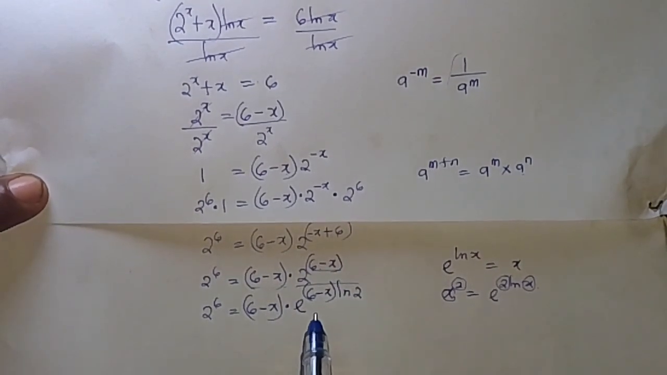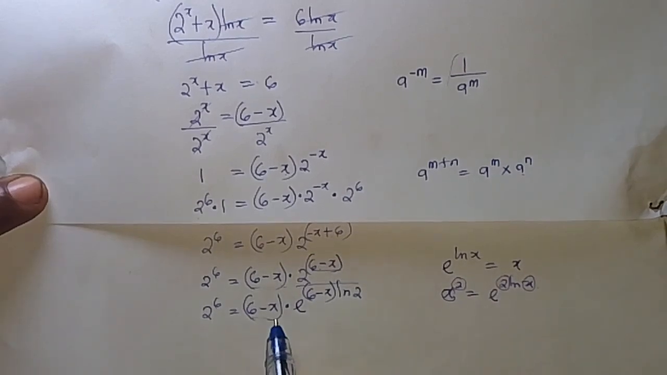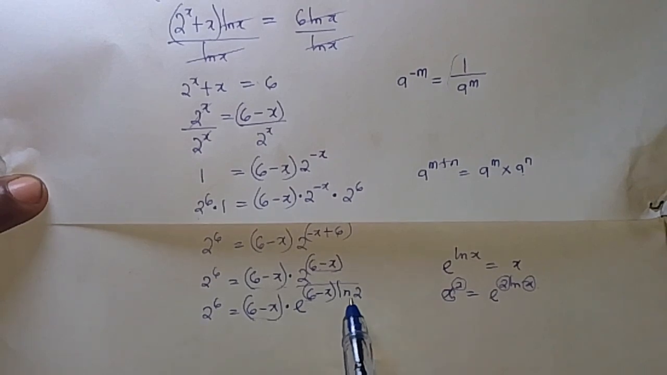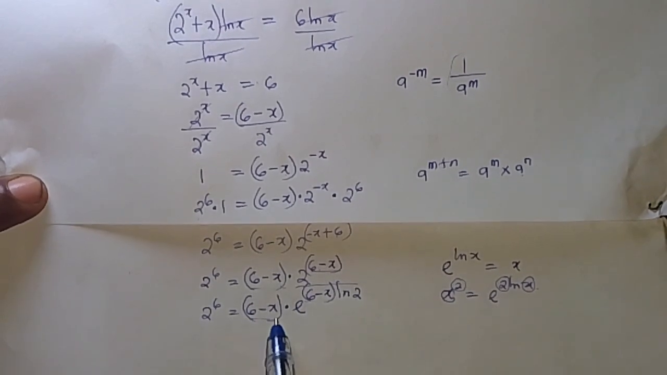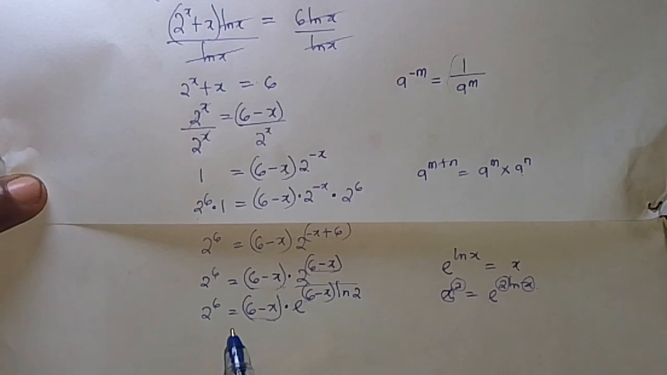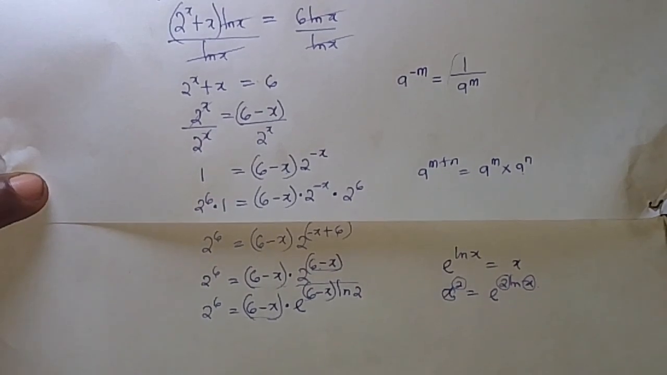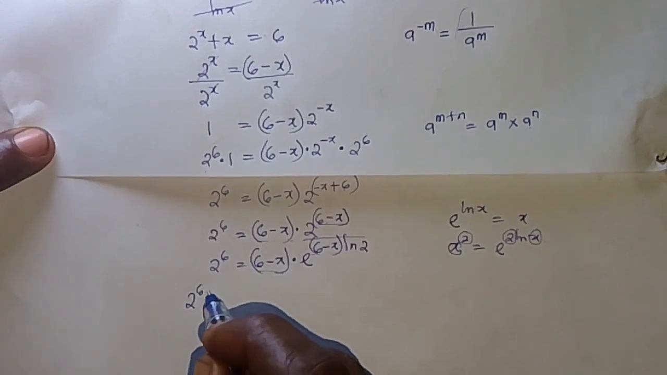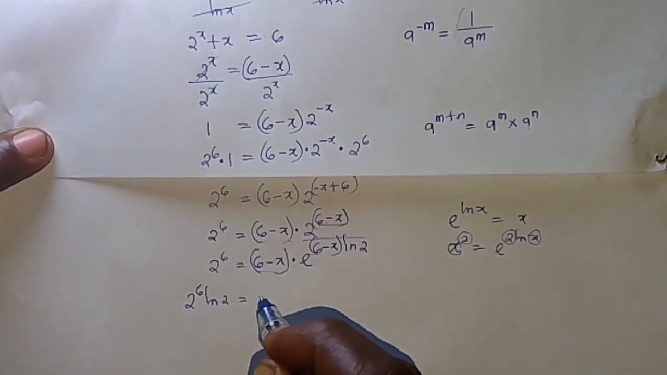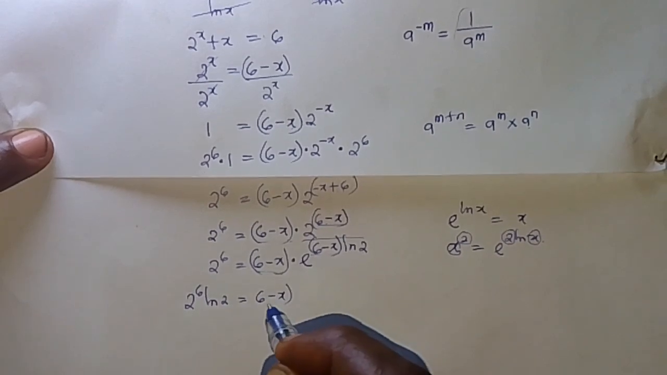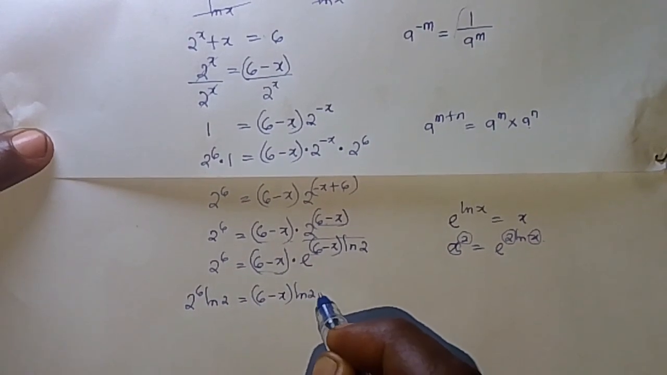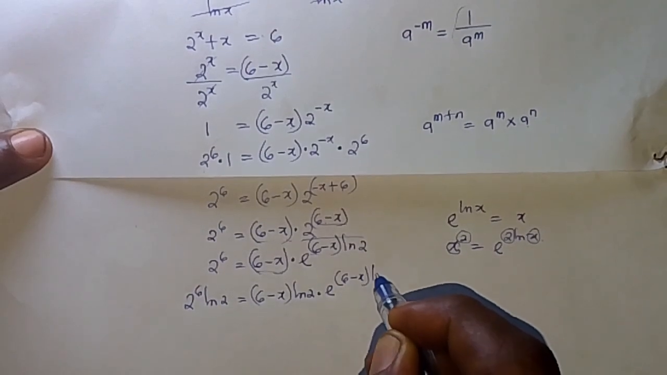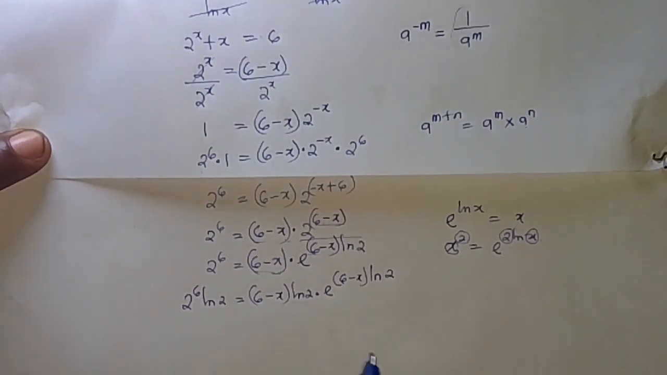So we want the exponent of e to be the same thing as this, so that we can apply the Lambert W function. So for the whole of the exponent of e to be the same thing as the whole of this, we have to multiply through by ln 2. So let's just multiply both sides of the equation by ln 2. Then we'll be having 2 to the power of 6 multiplied by ln 2 equals (6 minus x) multiplied by ln 2 multiplied by e to the power of (6 minus x) all multiplied by ln 2. So this is what we are having at this point.